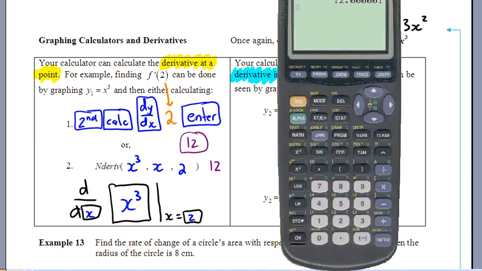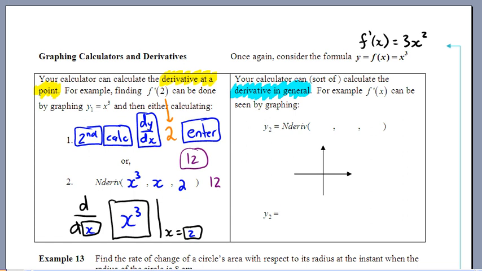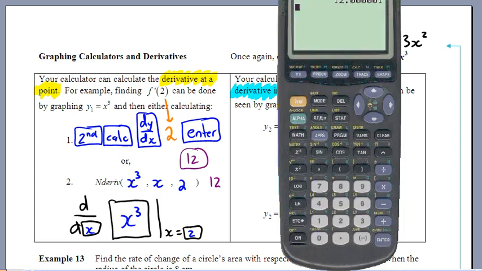Now, that's from the day before, where you're just figuring out at one point. Can you get the calculator to, in general, tell you that the function is 3x squared? Well, it depends. Some very good calculators will do that. They can work with numbers symbolically, just as letters. But the TI-83 and the TI-84 does not. But you can do this.